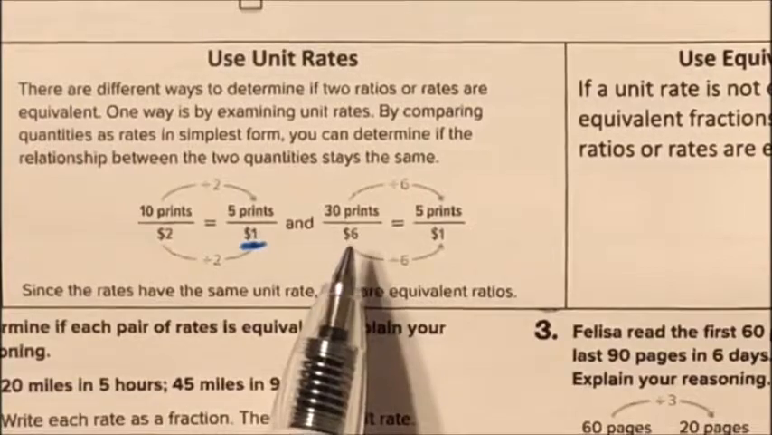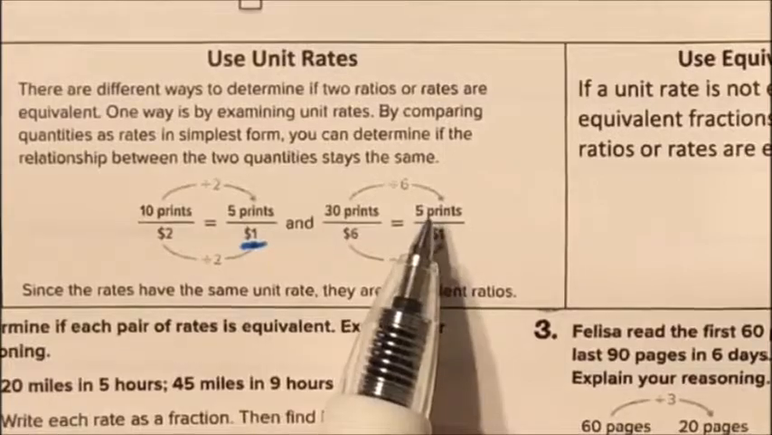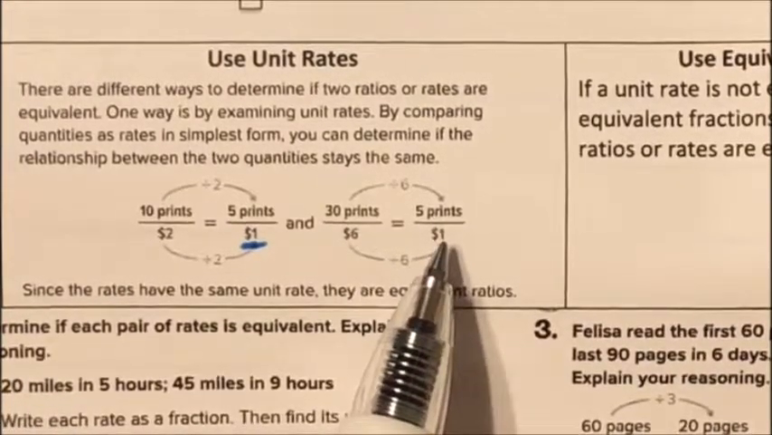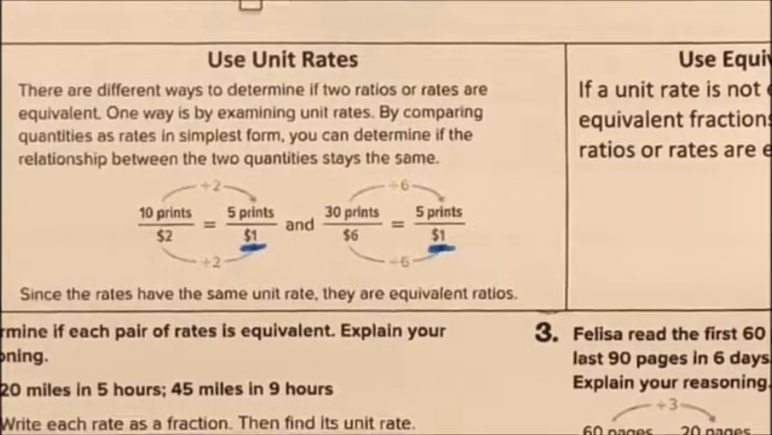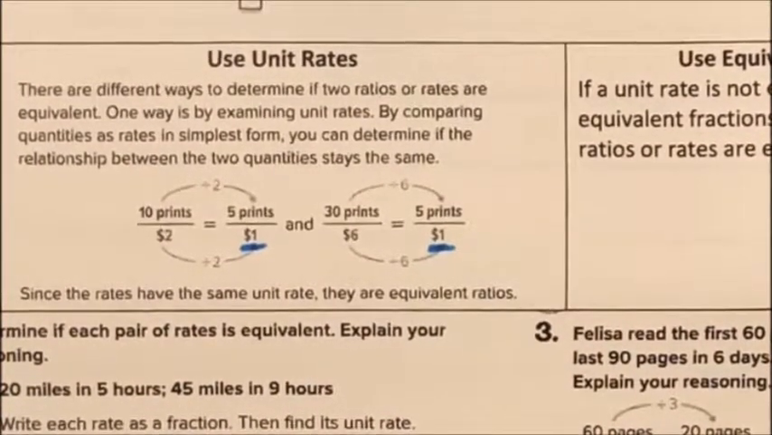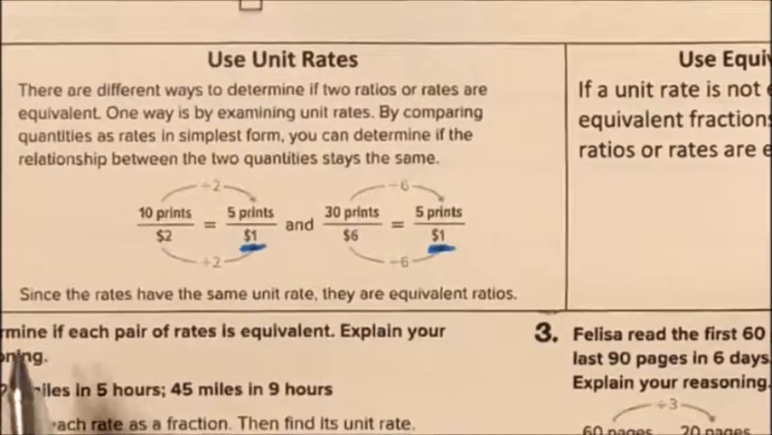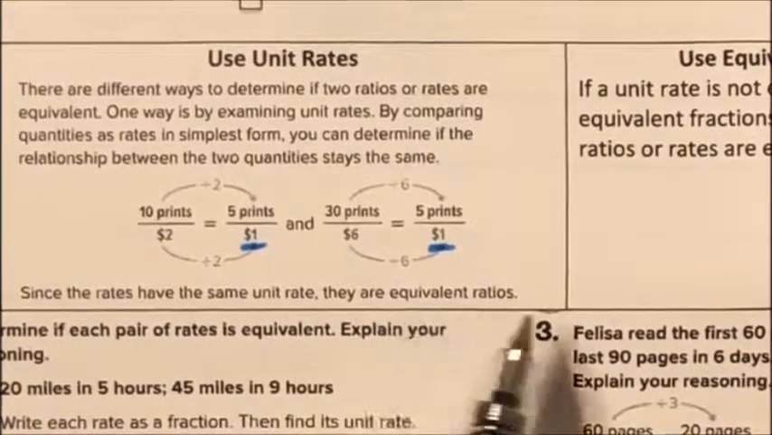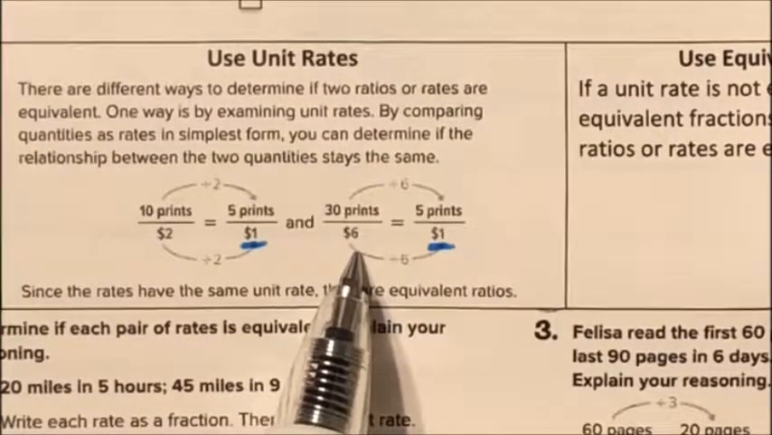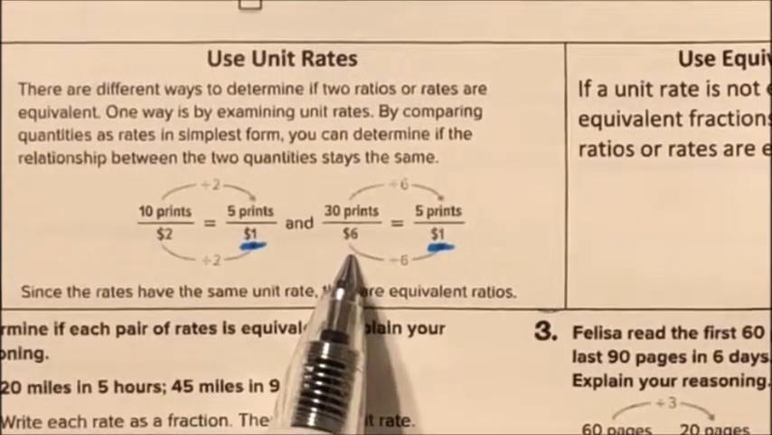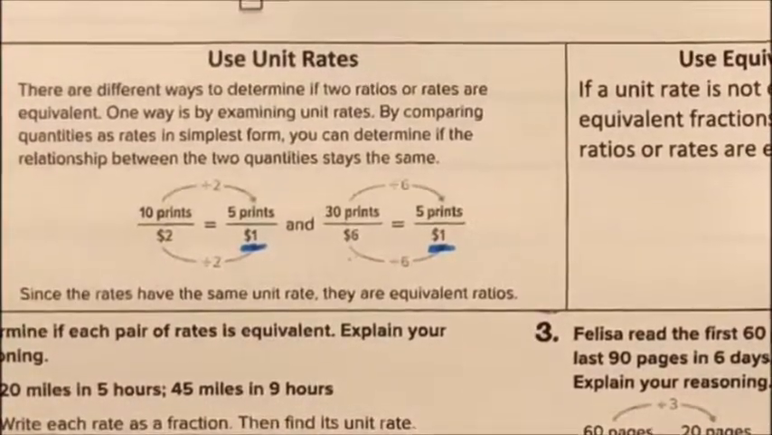Okay. In order to get 6 down to 1, I divide by 6. So 30 divided by 6 gives me 5. 6 divided by 6 gives me 1. Again, 1 is the unit, so that's my denominator, so that means it's a unit rate. Okay. And with rates, I'm comparing different things. So I'm comparing prints to money. Since the rates have the same unit rate, they're equivalent ratios. So 10 prints to $2 and 30 prints to $6 are equivalent, which means when I simplify them, I get the same answer. So I get 5 to 1, all right?